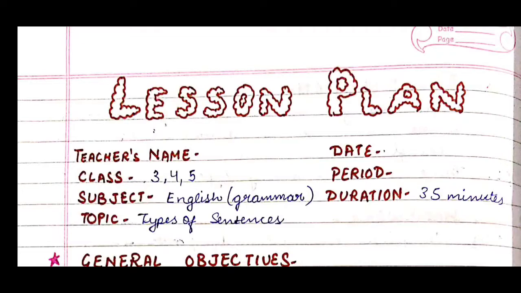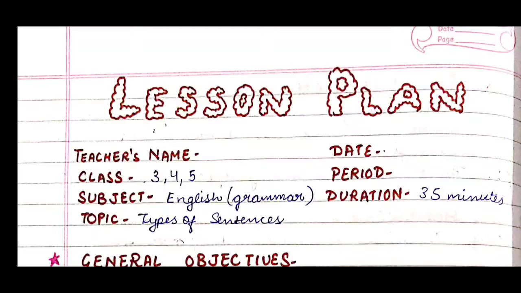So in the starting of the lesson plan, we always write the details. We'll write teacher's name, class, that is for class 3, 4 or 5, whatever you are making for, and then the subject, that is English. You can specify grammar in bracket.